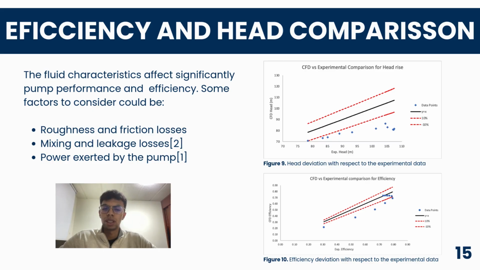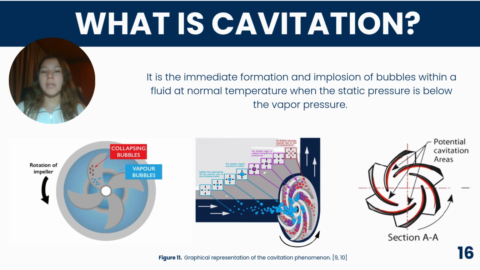An optimal pump design is crucial to minimizing losses due to mixing, friction, and leakage, which would improve the accuracy of the simulation results. Another important point is cavitation. Cavitation occurs when the local pressure of a liquid drops below its vapor pressure, resulting in the formation of vapor bubbles. For example, water usually has a higher vapor pressure than oil, so it is more susceptible to cavitation under similar conditions. This can be seen in the following figures.